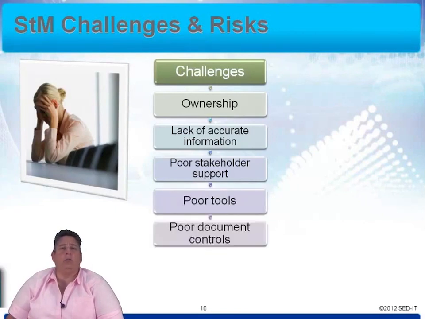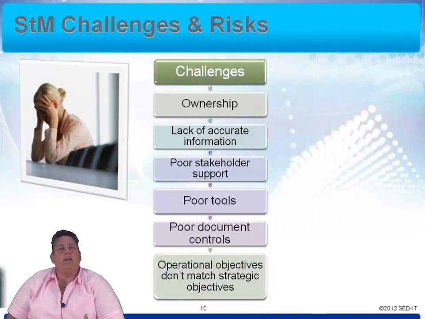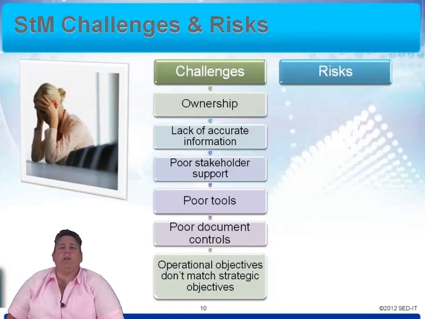If we have a poor tool or poor document control, again, this directly relates back to the lack of accurate information, as well as being able to control the many documents that we must have. Another challenge would be that the operational objectives of the organization don't match the strategic objectives. So we would need to go back and look at, are our objectives simple and clear? Are they measurable?